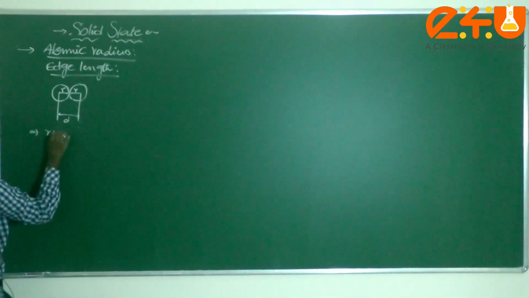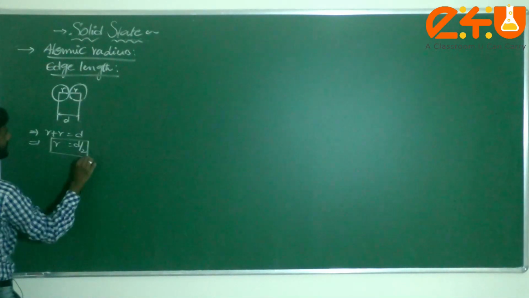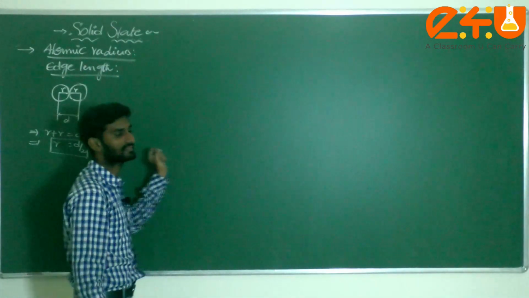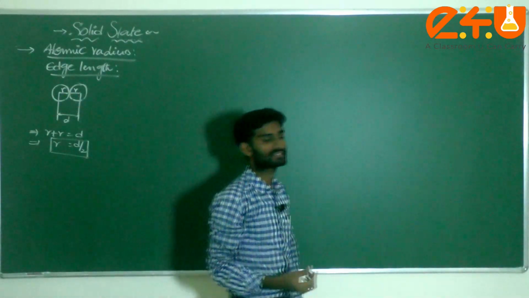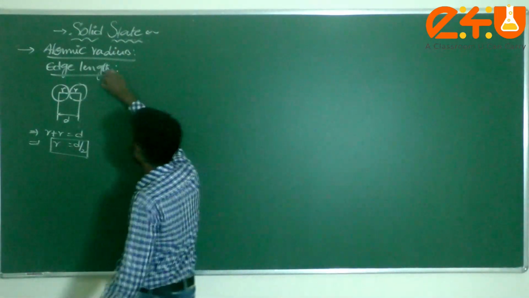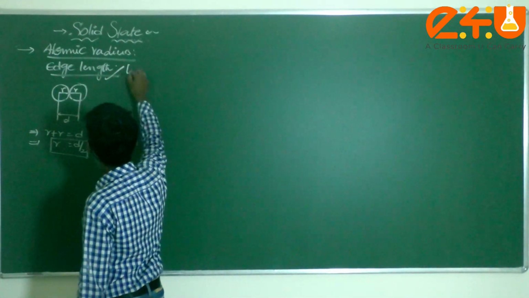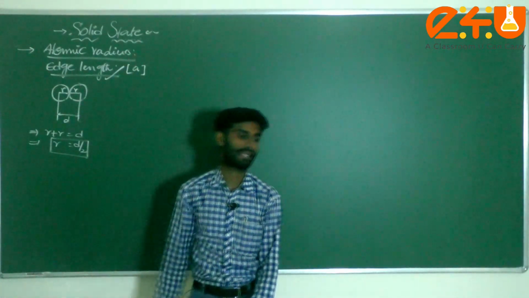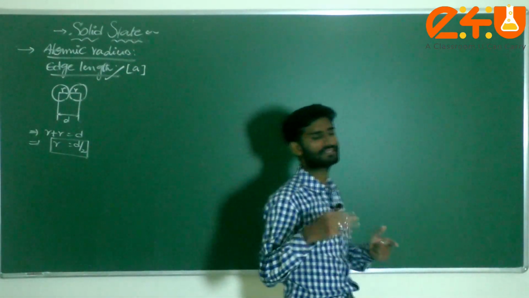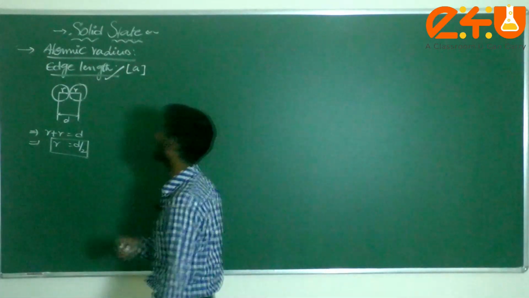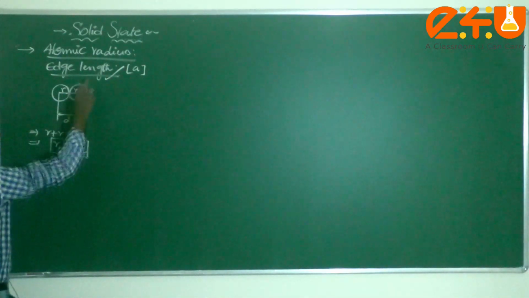So r plus r is equal to the distance d, then r is equal to d by 2. This is called the radius or atomic radius. In solid state we have to express the atomic radius in terms of edge length. This edge length is generally represented by small a. If you take the three axes, a, b, c are the edge lengths of the crystalline unit cell or simple unit cell. This is about atomic radius and edge length.